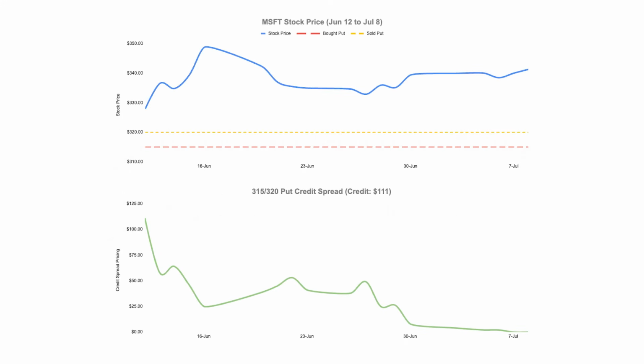We'll start with the put credit spread first. So on June 12th, we opened up a 320, 315 put credit spread and collected $111. As Microsoft moves up, the put credit spread will lose value. And this is a good thing for us because we want it to lose value. The max profit that we can get is when the put credit spread gets to 0.